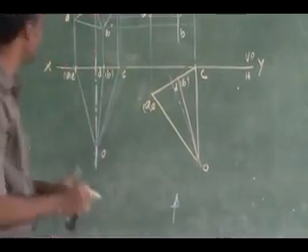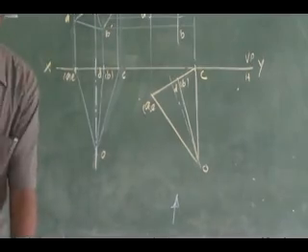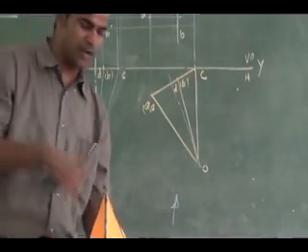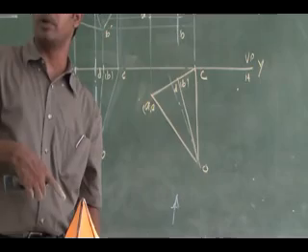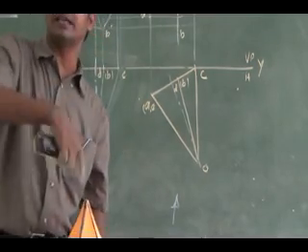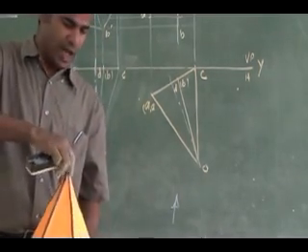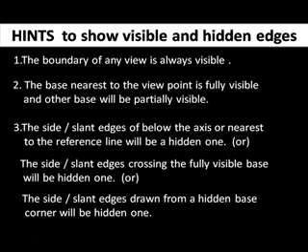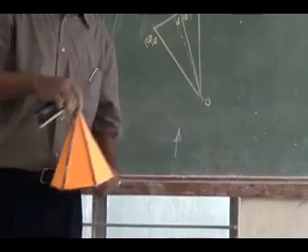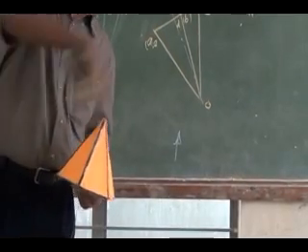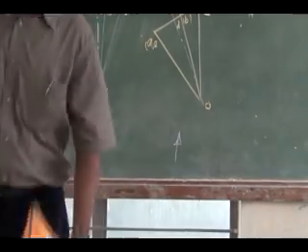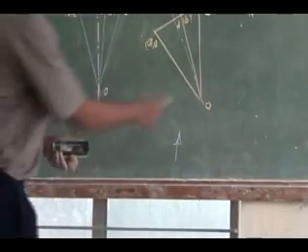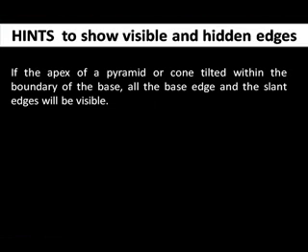By looking from the top, you see here. Here I have this pyramid. If I look at the pyramid from the top, in a perpendicular orientation, I can see the base and all the slanted edges. Similarly, if the apex is tilted beyond this base, the base will be partially visible. If it is tilted within this base, I can see all the base edges in my view.